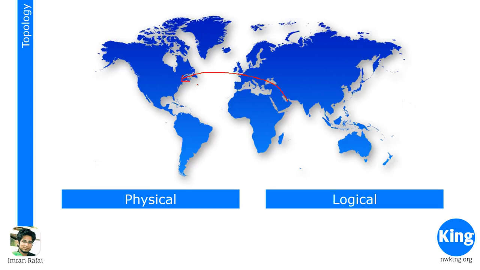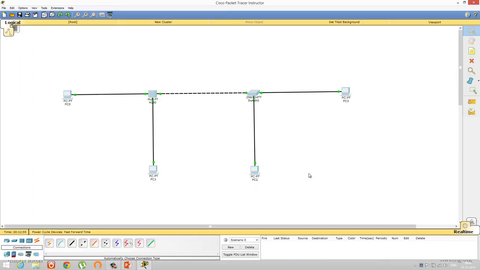So logical and physical is like that. When we look at devices, normally you will see people drawing network diagrams like this. They will say, okay, a PC is connected to a hub, connected to a switch, connected to another PC. So you have two PCs connected to a hub, and the switch is connected to each other. This is the logical topology.